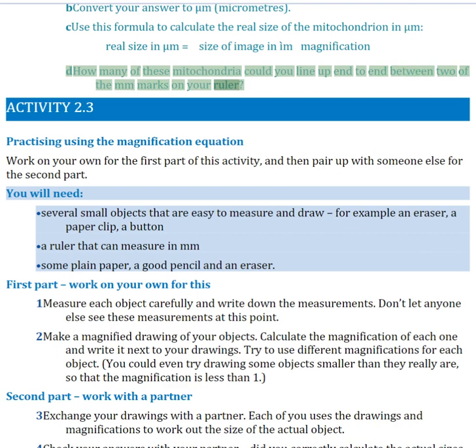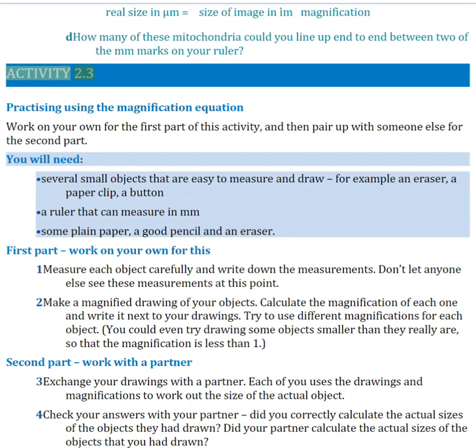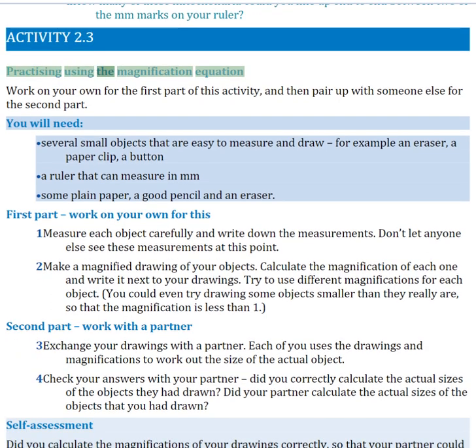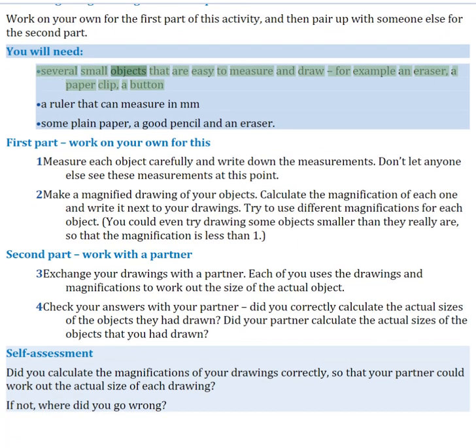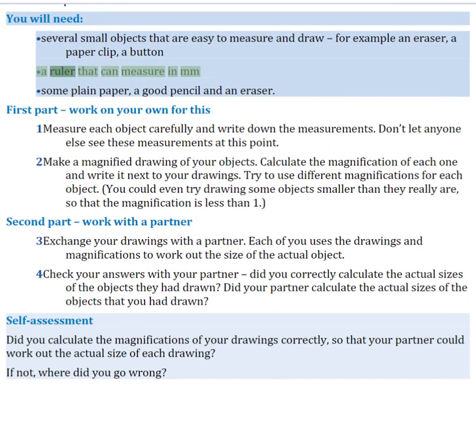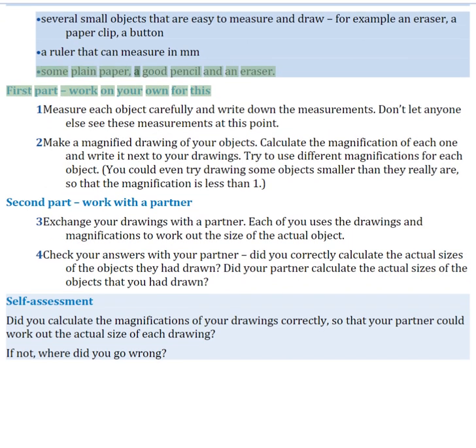Activity 2.3. Practicing using the magnification equation. Work on your own for the first part of this activity, and then pair up with someone else for the second part. You will need several small objects that are easy to measure and draw, for example an eraser, a paper clip, a button. A ruler that can measure in millimeters. Some plain paper, a good pencil and an eraser.